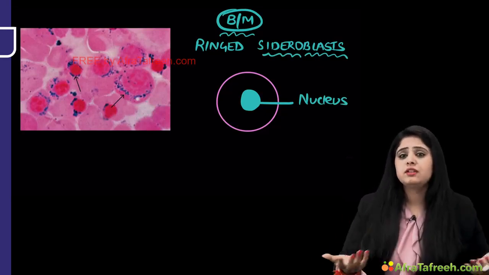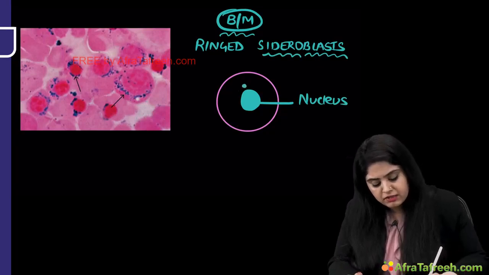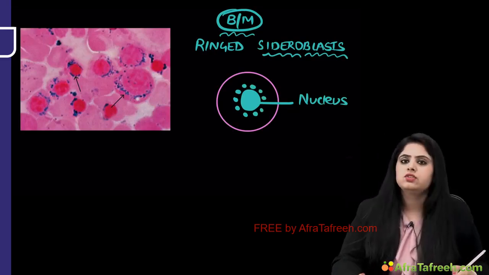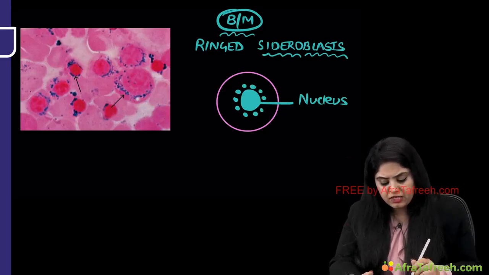Also, there's so much iron in the body now that iron is going to deposit here. So here I will see iron is getting deposited. But where is iron getting deposited? Iron is getting deposited in this perinuclear location. Why? You will ask me, why, ma'am? Why is iron getting deposited in this perinuclear location?